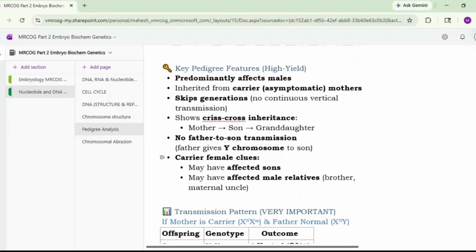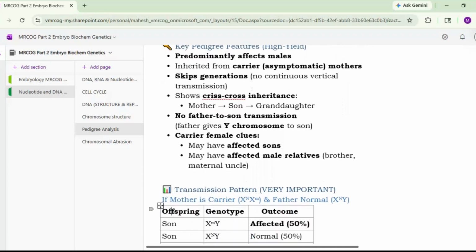So if a mother who is phenotypically normal has an affected brother or maternal uncle, that is suggestive that she is a carrier. Okay, then the transmission pattern.